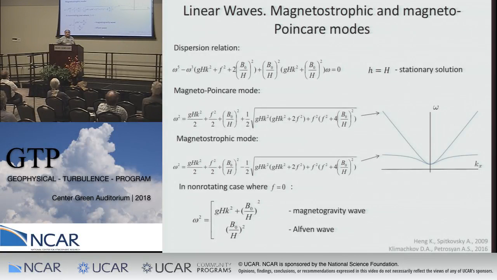If you linearize these equations, you will get a general dispersion relation and two types of linear waves: magneto-Poincaré waves, which are rotationally modified magnetogravity waves, and magnetostrophic waves, whose dispersion relation in the non-rotating case gives Alfvén waves. This is interesting, because we know from geophysical fluid dynamics that Poincaré waves don't have nonlinear interactions. And a similar situation exists if you consider magnetohydrodynamic shallow water equations in a horizontal field, poloidal or toroidal or both.